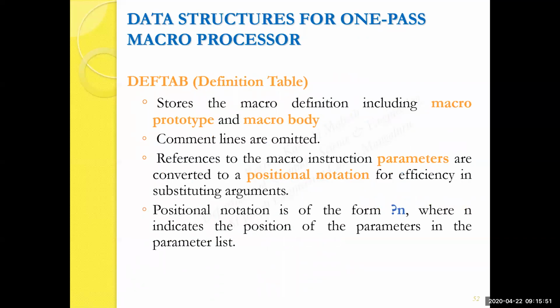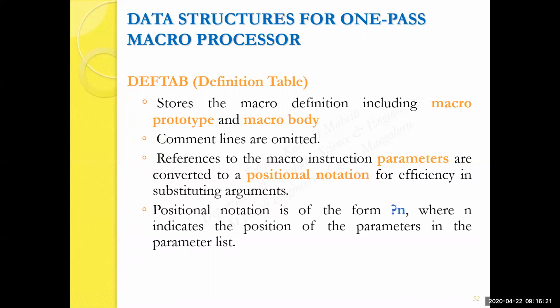So in order to assist in macro expansion or in processing macros, three data structures are used by the one-pass macroprocessor algorithm. The first one is a definition table. The definition table is used to save the macro definition, including macro prototype and macro body. As I mentioned earlier, there are four functions of a macroprocessor: recognizing the macro definition, saving that macro definition, recognizing the macro call, and saving the macro call.